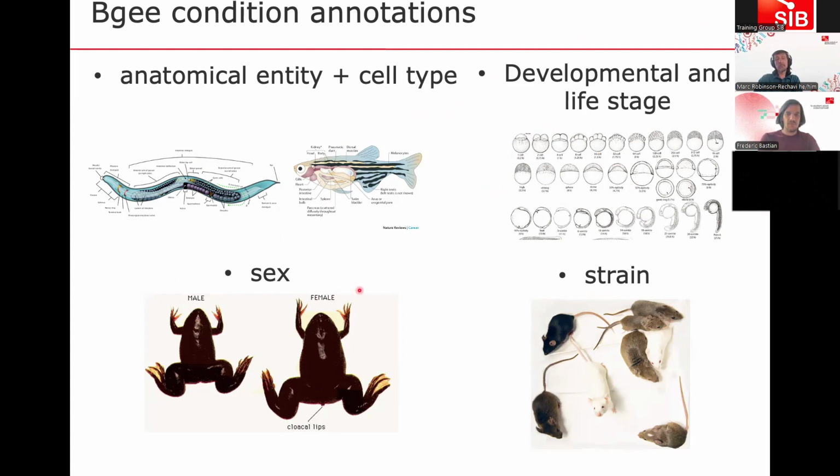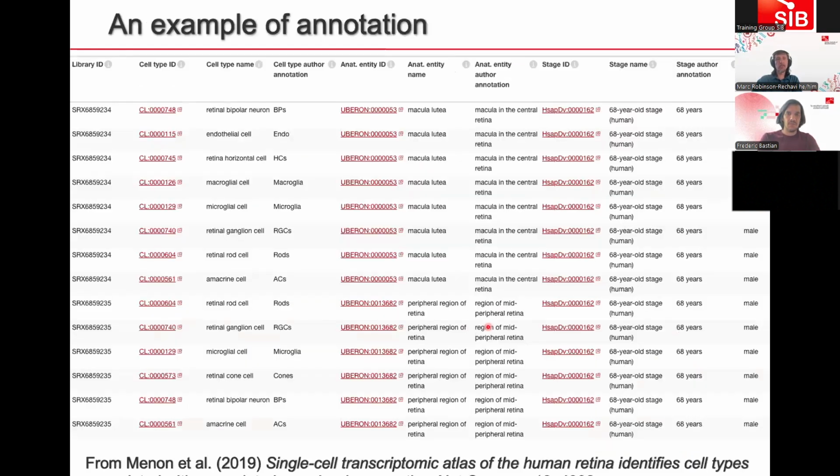Sex, which is simple usually to capture, so depending on species, male, female, or male, female, hermaphroditic. And the strains when we can, so this is a bit more complicated. There's not one standard. We try to follow the same standards as UniProt. So for the different strains of lab mice, of lab flies, but also the different human populations and so on.